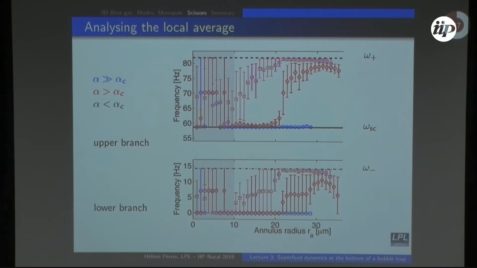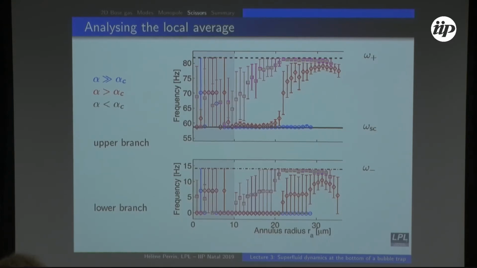Now, if I take the funny points, which I expect are degenerate, and still I see a frequency close to the thermal two frequencies, here is what I find. So at the edges of the gas, I find frequencies very close to the thermal frequencies omega plus and minus. But inside the gas, much closer to the center, I recover the scissors frequency by local analysis.